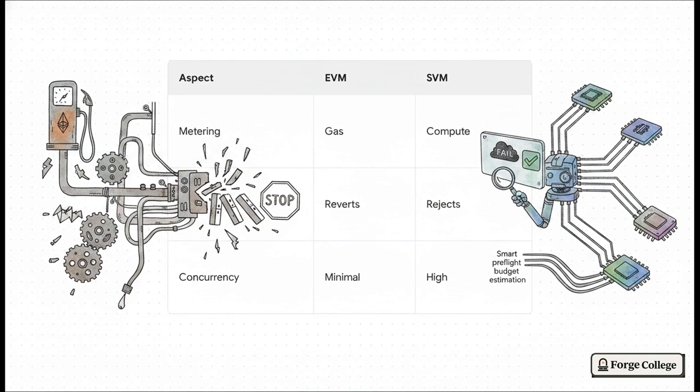In the EVM, metering is done via gas on a strict per-instruction basis. It's perfectly linear. If you run out, it reverts. Simple. But the SVM uses compute units to measure CPU and memory effort, and it utilizes a really smart pre-flight budget estimation. So a validator can actually look at an SVM transaction, kind of laugh, and say, yeah, you don't have the budget for this, and completely reject it before it even hits the fast lane and wastes parallel resources.